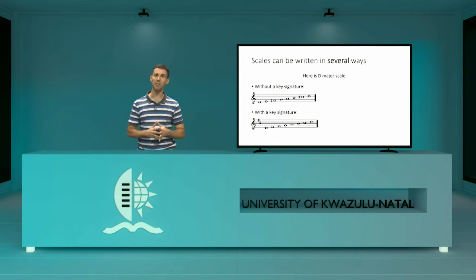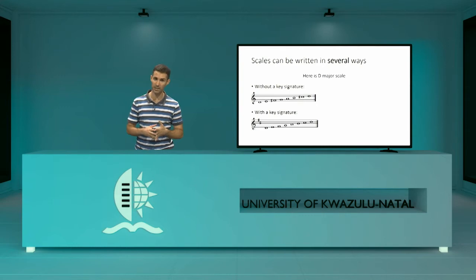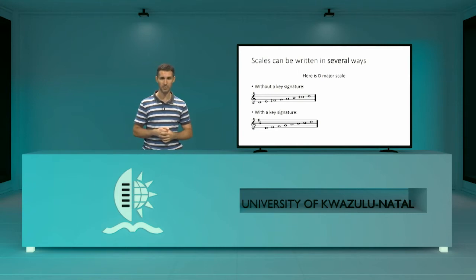Now, scales can be written in several ways. They can be written without a key signature, and if you look at the slides now, you'll see that the first example is D major scale written without a key signature. So the sharps are notated specifically in front of the F and the C.